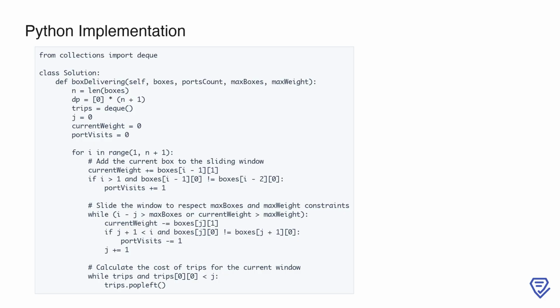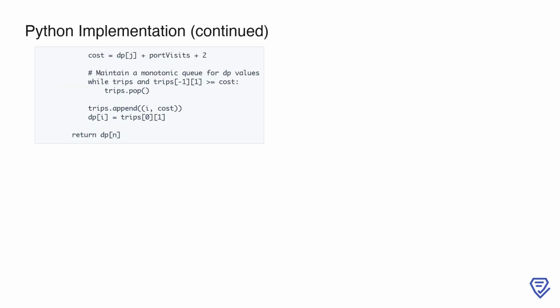Next, we ensure that the sliding window respects the constraints of maximum boxes and total weight by adjusting the start of the window, j. If the window becomes invalid, we subtract the weight of the box at index j from current_weight and adjust port_visits if necessary. Finally, we increment j to shrink the window. Within the loop, we also prune the trips deque to ensure it only contains elements relevant to the valid window range. Once the sliding window is adjusted, we calculate the cost of making trips for the current window.